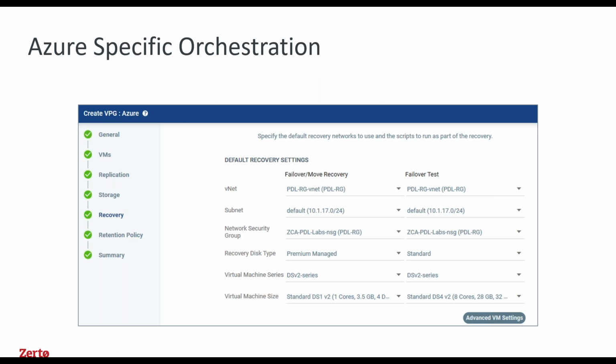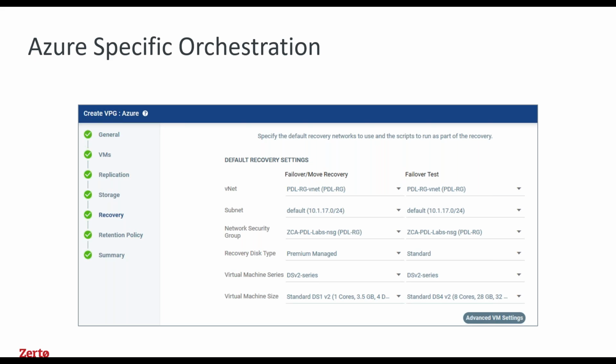And as we're going into Azure, and we're talking about Azure today, we have specific orchestration in place for Azure. So we know that that virtual protection group and those groups of VMs are failing over to Azure. So we have specific settings. You can see here VNet, subnet, network security groups, recovery disk type, the virtual machine series, and the virtual machine sizes. So all Azure language, so we can make sure we're failing those VMs over onto the right VNet, onto the right subnet, with the right NSG and network gateway in front of it.